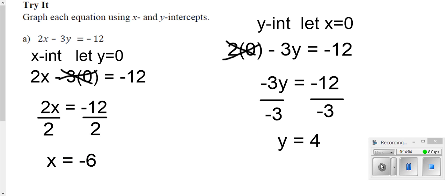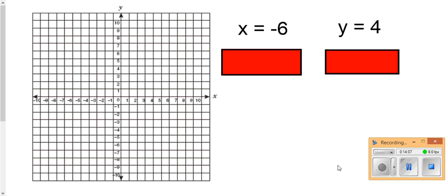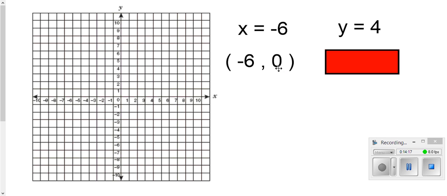Now we'll go ahead and graph those. So our x-intercept was negative 6, which is the ordered pair where x is negative 6 and y is 0. Remember, we substituted 0 in for y when we're solving for the x-intercept. And so let's grab a little pencil here. And x is negative 6. So on the x-axis, I'm going negative 6. And then the y is 0, so I don't go up or down. Put a point here.